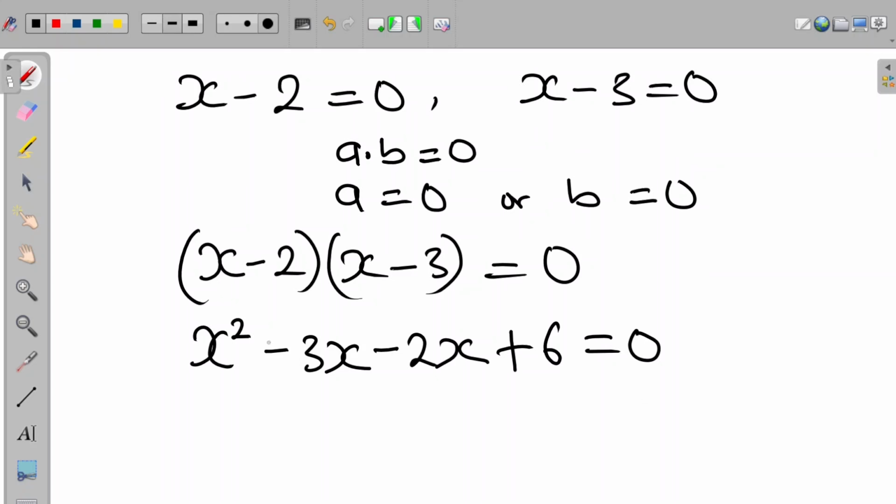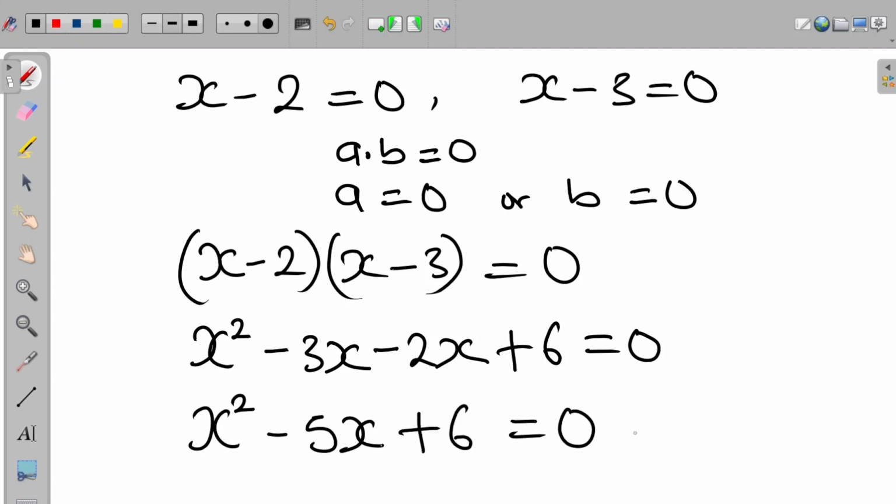Now, at this point, we can simplify the equation. So we have x squared, minus 3x minus 2x is giving us minus 5x plus 6 equal to 0. So we have been able to obtain a quadratic equation from the roots 2 and 3.